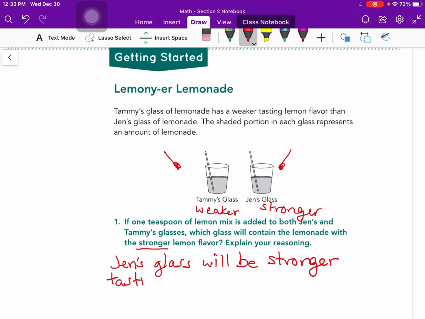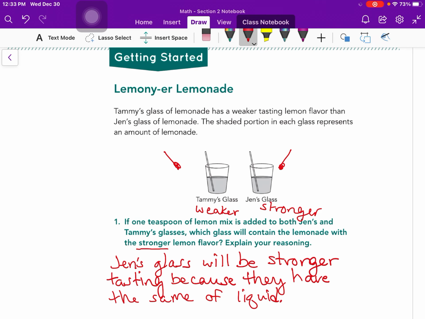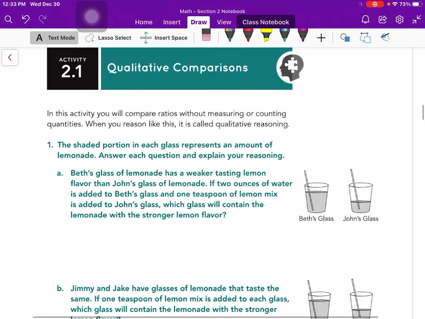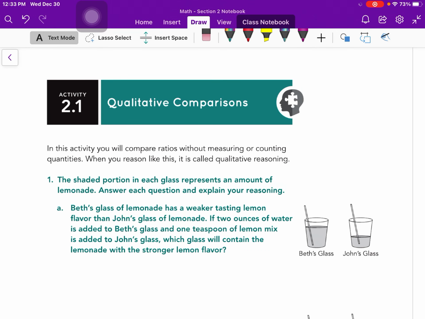And the reason being because they have the same amount of liquid. And if they have the same amount of liquid and the same one's already weaker and stronger, and you add some to it, then of course it's going to have the stronger tasting one. All right, moving on. Let's go to lesson or activity 2.1, qualitative comparison.